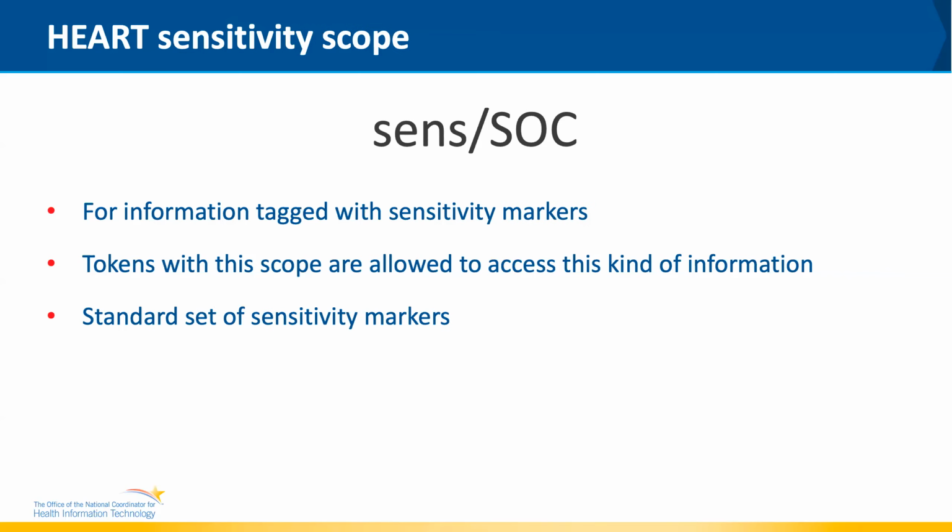Same idea with sensitivity, except the sensitivity goes across a whole bunch of different standardized sensitivities for sociological information, alcohol information, HIV information, all sorts of things like that. When you have information that has been tagged with this type of sensitivity marker, HEART allows you to say, when I see an access token that has this scope in it, I am going to either let the data through or not, based on whether I have that on the token and whether I have that in the data itself. So there's a standard set of sensitivity markers. This, of course, can also be extended.